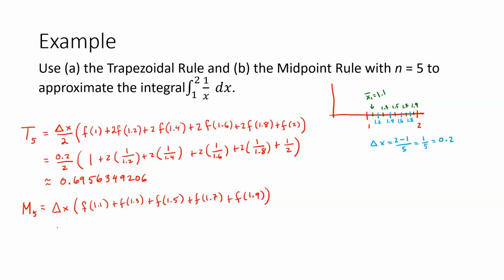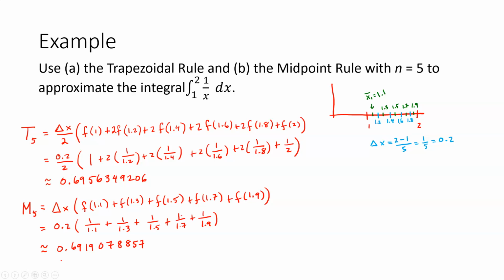Okay. And in this case, let's write out what that would be. So delta x was 0.2, 1 over 1.1, 1 over 1.3, 1 over 1.5, etc. Okay, so now it's ready to evaluate in my calculator. And let's see what we get when we do that. Okay, so after evaluating this in my calculator, my approximate value is about 0.6919078857. Okay. Notice it's a little bit different than the other approximation.